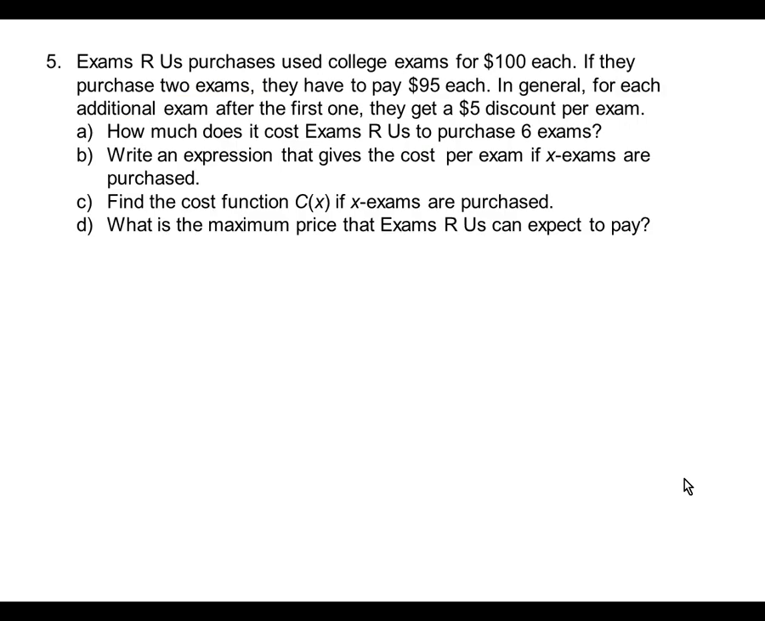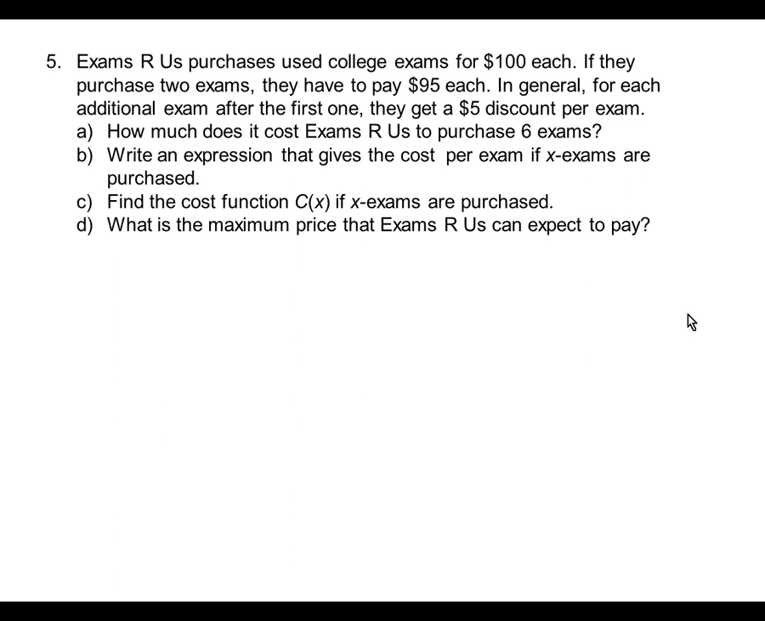I've got one more. Number 5 says, Exams R Us purchases used college exams for $100 each. Kind of like if you guys sold the WebAssign test. If they purchase 2 exams, they have to pay $95. So notice, if they just buy one, it's $100. If they buy 2 of them, they'll get $95 each. So in general, for each additional exam after the first one, they get a $5 discount per exam.